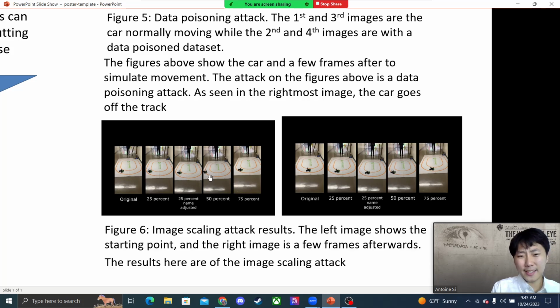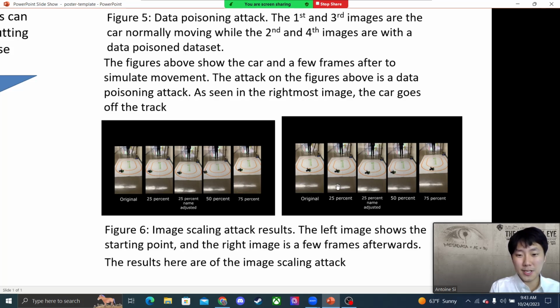Because of that, the car is essentially hugging the edge of the track, which in a real life scenario, if the car is hugging the curb of a street, for example, then there is something wrong with the self-driving car. The car will either hit the curb or hug the curb, which is not good at all because you could hit cyclists, for example. But as you can see, for the 75%, the car is still on the track and not hugging the curb like the 50%.